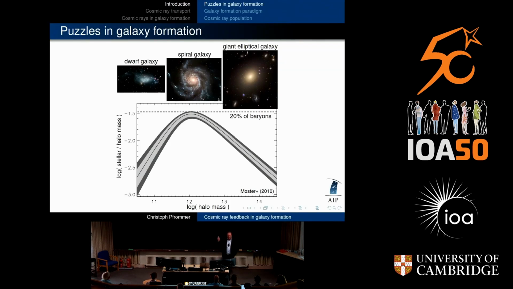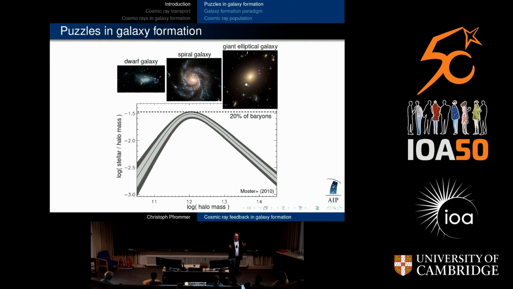Now, I would like to start with this slide, and that shows the star conversion efficiency. So let's see whether this pointer works. Yes. So this shows the amount of stars divided by the halo mass as a function of halo mass from scales of dwarfs to spirals to giant galaxies.